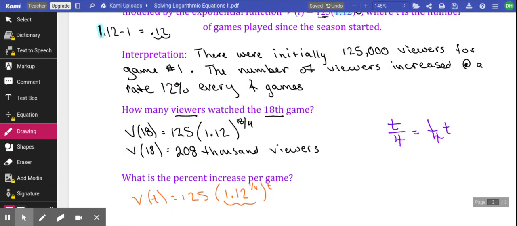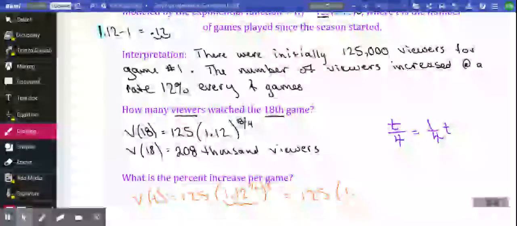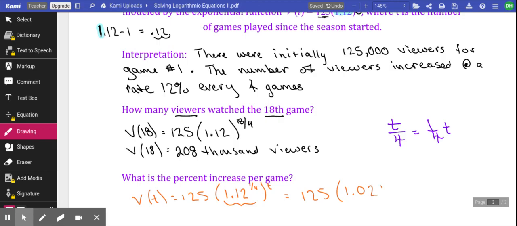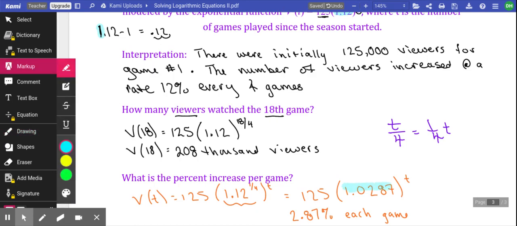We're going to just plug that 1.12 to the 1/4 into our calculator. And if I round that to, let's say, 2 decimals to keep it super, super simple tonight, that's going to give me 125 times, in parentheses, 1.03. Let me go a couple more decimals just to make it more precise. 1.0287, okay, to the t. So now, of course, we're still increasing, but it's increasing at a rate of 2.87% each game. Remember, we took this base, and if you subtract 1 from it and then move the decimal place twice, you've got your rate.